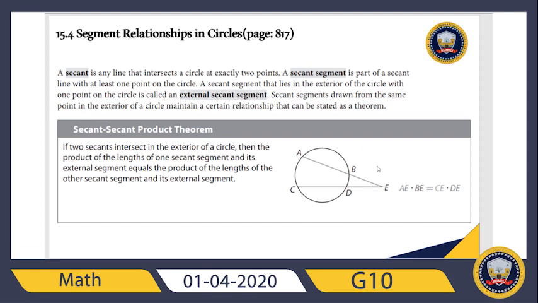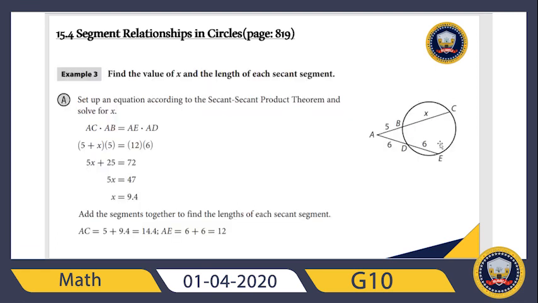So the total multiplied by the external segment equals the total multiplied by the external segment. Okay, so this is the secant product theorem. Let's do some applications on that.